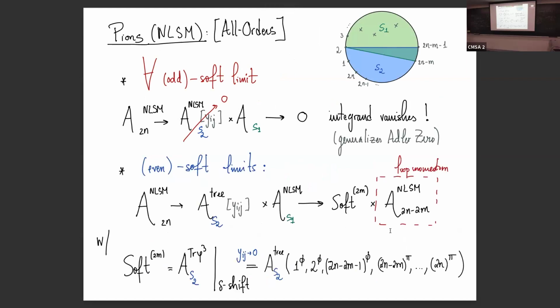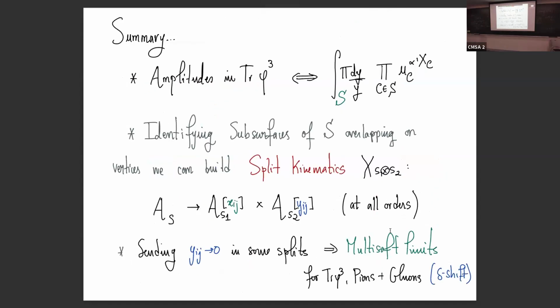While when we send an even number of pions soft, things a little bit more interesting happen. So we first land on a split where we have a tree-level process on S2 and a loop-level process on S1. And then when we further take these Yij's to 0, we land on this soft prefactor of 2m pions going soft, but then we actually can have an explicit formula for this because we have an interpretation of the soft prefactor as a delta-shifted trace phi cubed amplitude that precisely matches a mixed amplitude of pions and scalars. Anyway, what's important is that there's an explicit formula for any number of pions going soft. Okay, so this is all that I want to tell you about today.